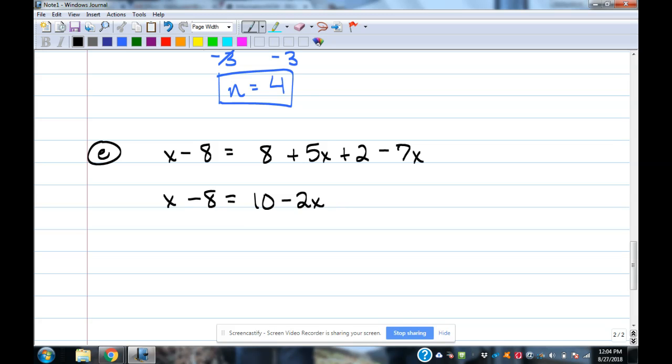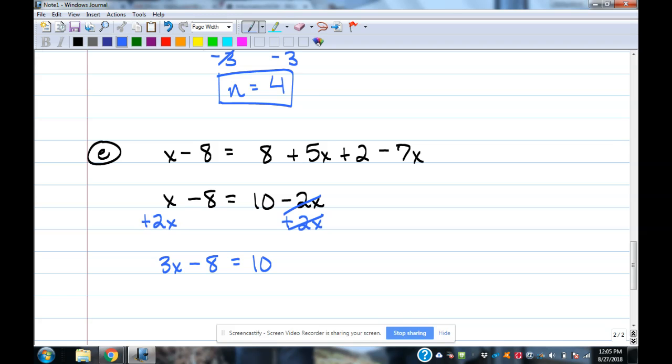Okay. Now what? Add 2x. That's a good move. What are we going to add 2x to? To the x on the other side. x plus 2x is 3x minus 8 equals 10. Now we're finally to a two-step equation like we did last week.